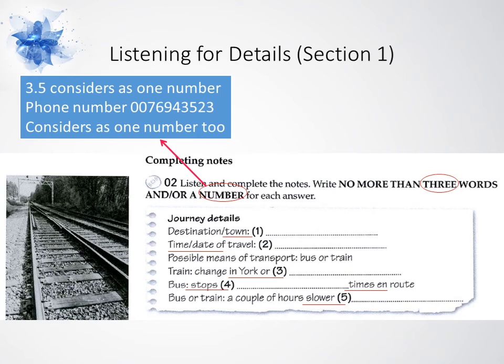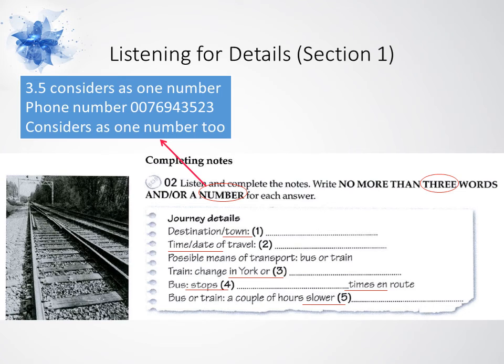Okay, so here are the listening for details. As you see here, I circled the instructions first, the word 3 and number. Then I underlined all the words in this note. By the way, this is section 1. In section 1, usually you have a note completion or table completion with specific personal information, like for example names, phone numbers, addresses, price, and so on.